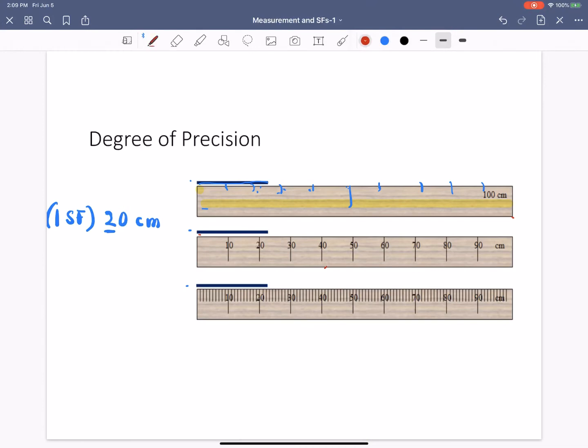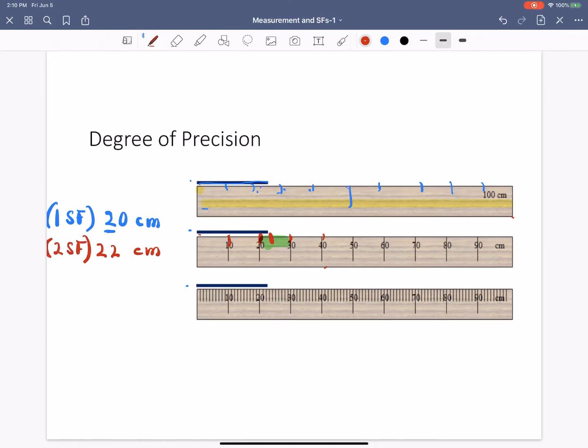Measuring that same object with a different tool, I have more divisions. The major divisions are the tens place. So I see it's between 20 and 30. I have measured that too. And now I break this distance between 20 and 30 into 10 equal spaces. And I'm going to estimate that we are 2/10 of the way between 20 to 30. So in the ones place, I'm going to put a 2. Add units. This number has 2 sig figs.